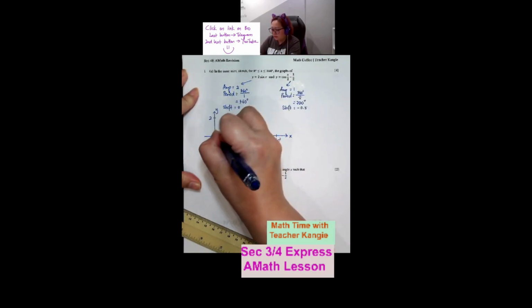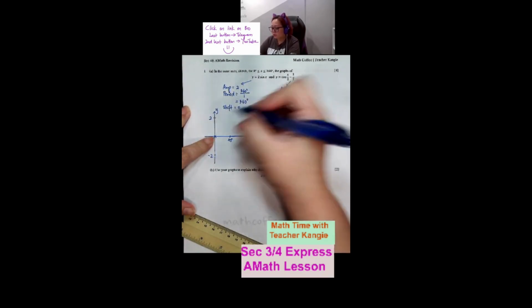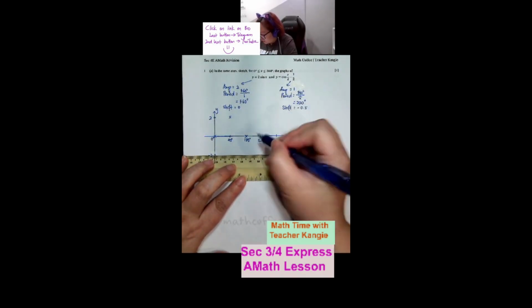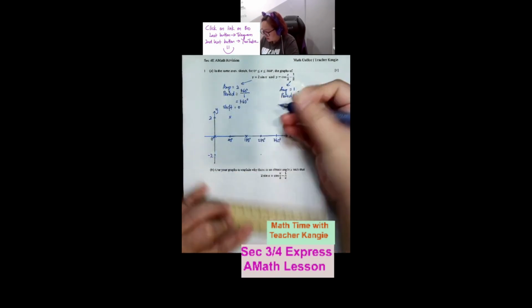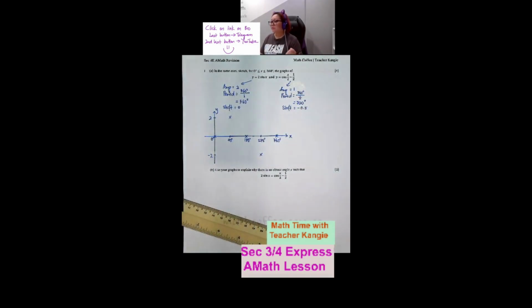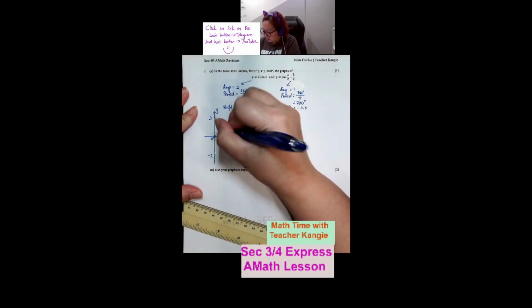Plot the 5 critical points. The sine graph starts from 0, so you got to mark out 0. Then you go up to the maximum at 90 degrees, so I mark one more point here. It goes back to 0 at 180 degrees. Now you go down to the minimum, which is negative 2, at 270, so put a point here and mark it out. Go back to 0 at 360 degrees. So now we have the 5 critical points, and it's easier for you to plot the sine graph.